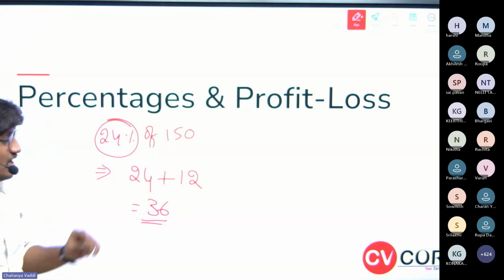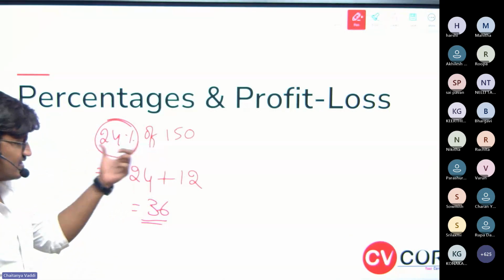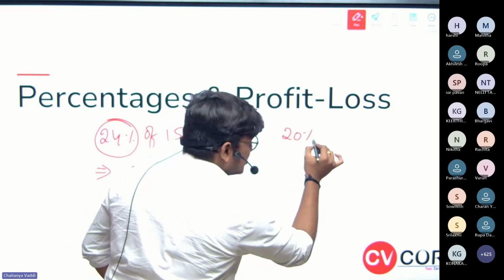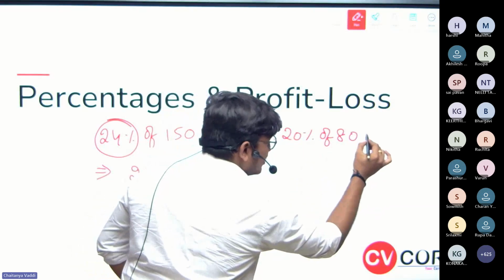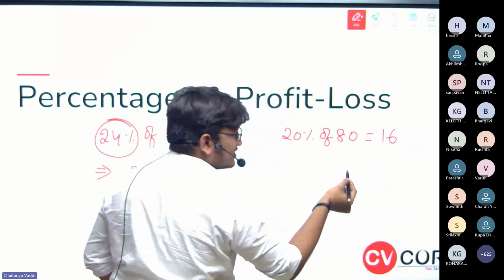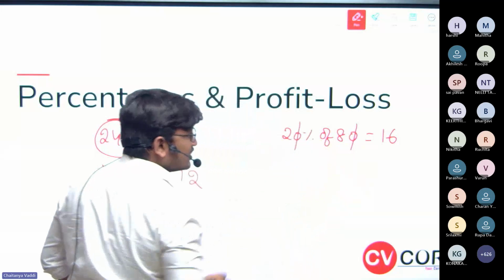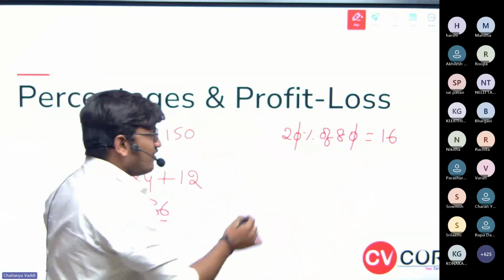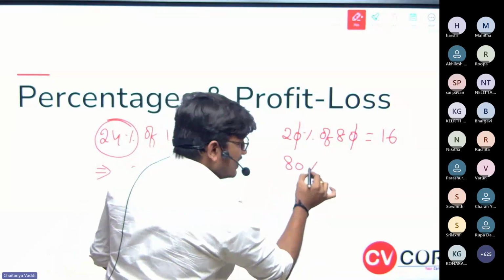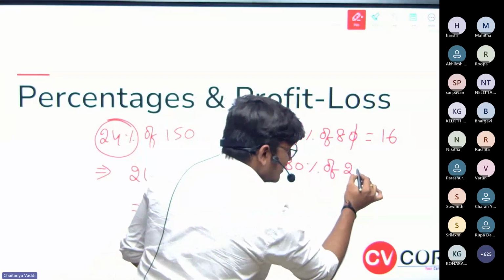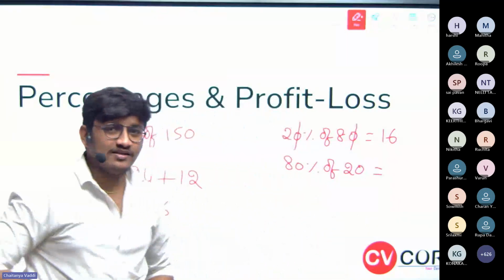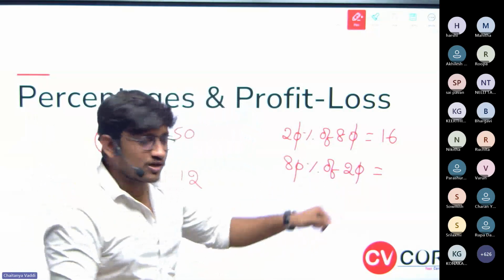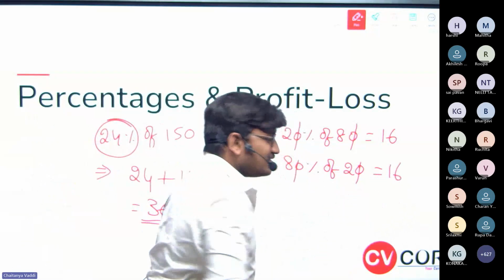Just listen carefully. When you get questions like this, let's say 20 percentage of 80. 20 percentage of 80 is 16. As I said, the shortcut, zero will get cancelled. So 2 eights is 16. Correct? Now, if I ask you the question, what is 80 percentage of 20? So again, the zeros will get cancelled. So what is 8 two times? 8 two times again, it will be 16.